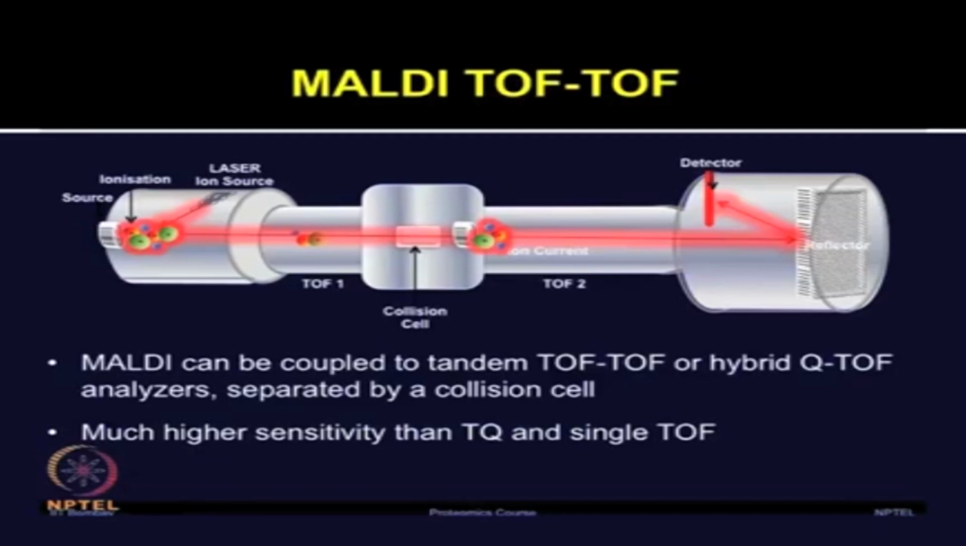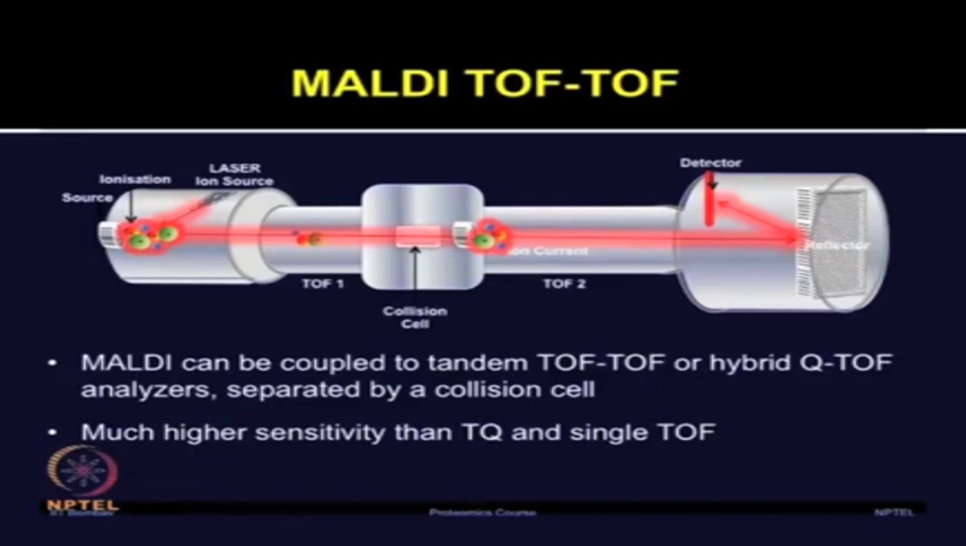Now, for proteomic applications, it is recommended to use the TOF-TOF or QTOF. The peptide ions are accelerated through the first time of flight tube, as you can see in the slide, and then they are dissociated by introducing an inert gas into the collision cell. This process allows collision induced dissociation spectra to be produced from the MALDI precursor ions.